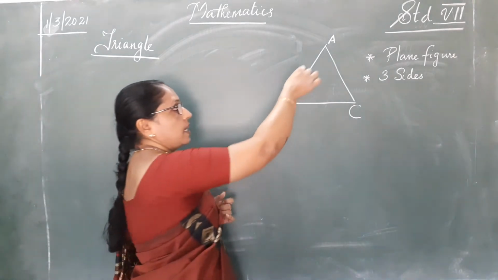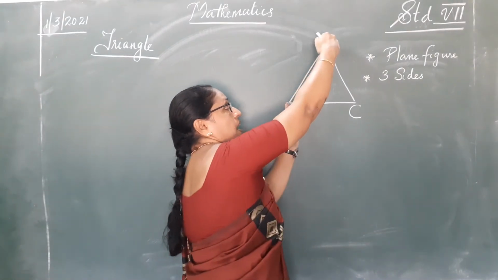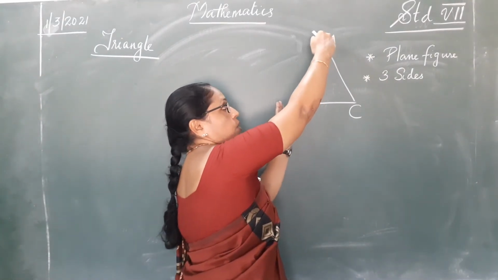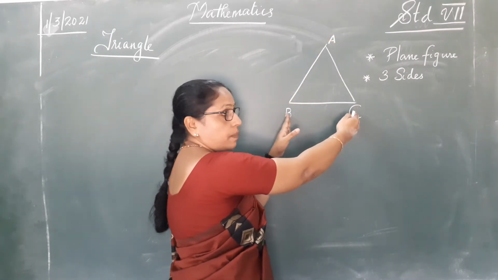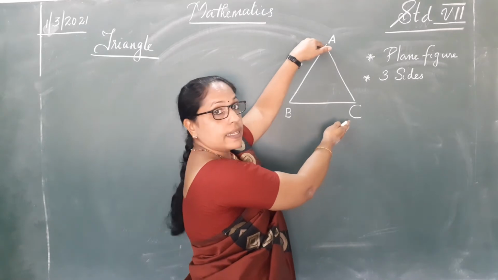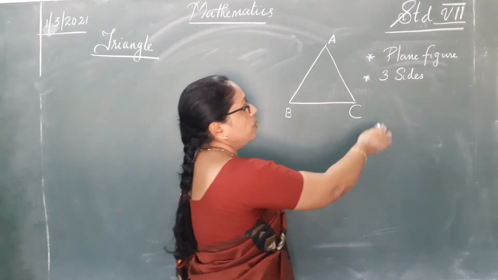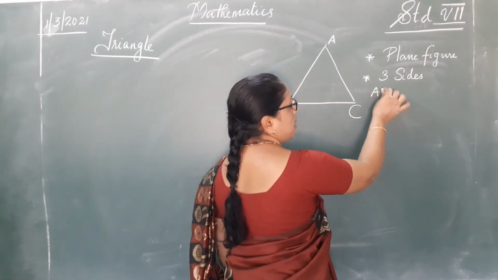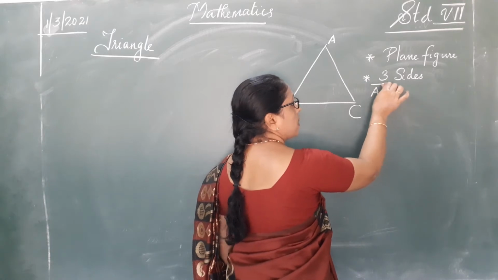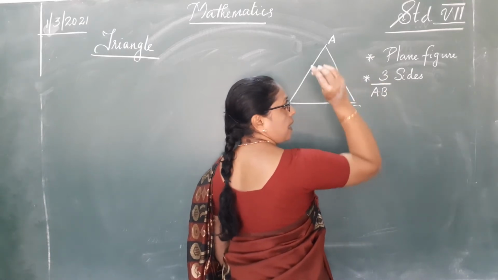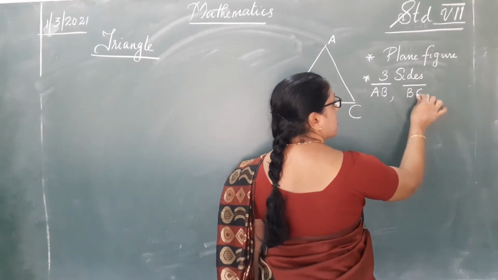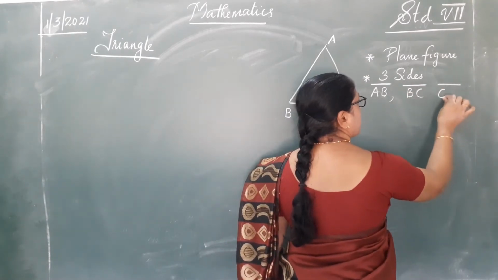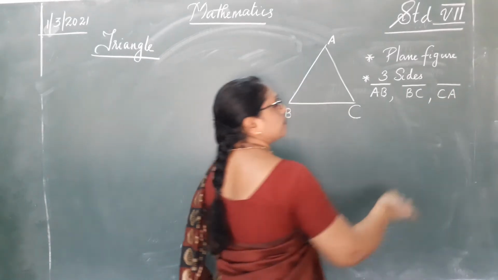Yes, sides are line segments. So one line segment AB, another line segment BC, third line segment AC. So 3 sides are named as line segments. The symbol of line segment: line segment AB, line segment BC, line segment AC.